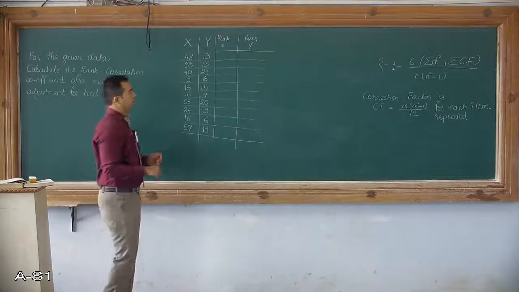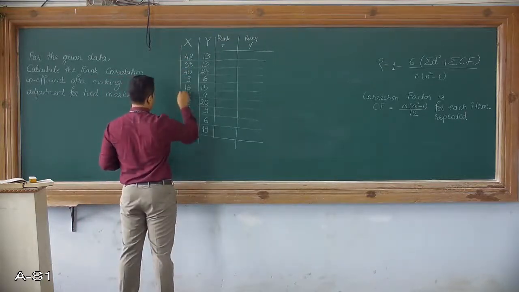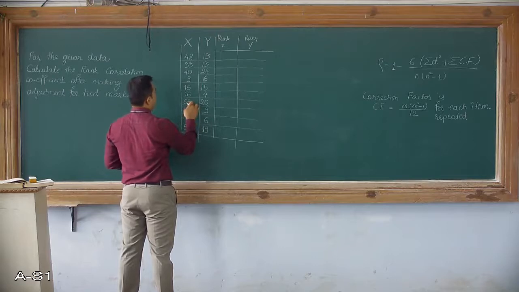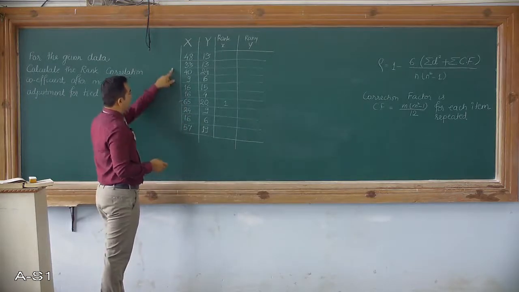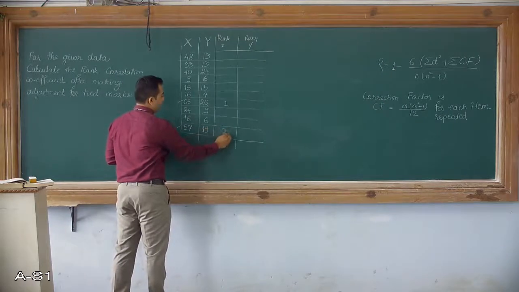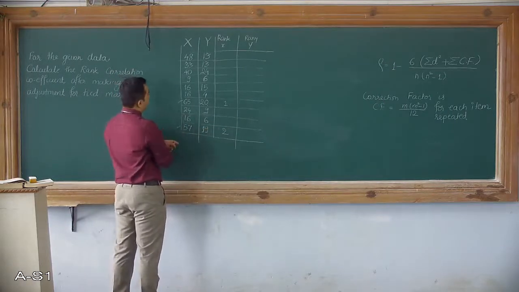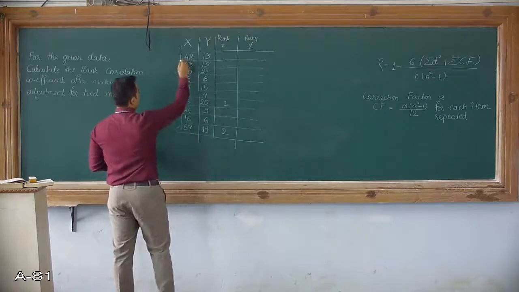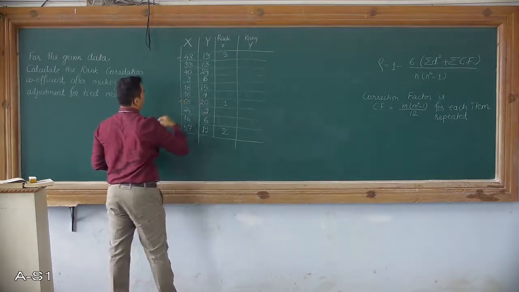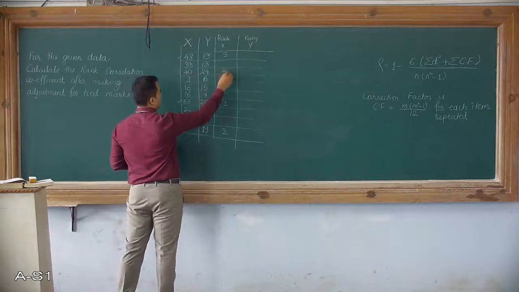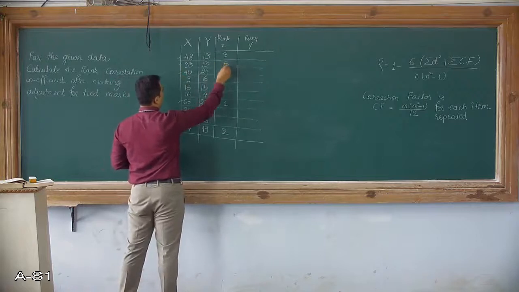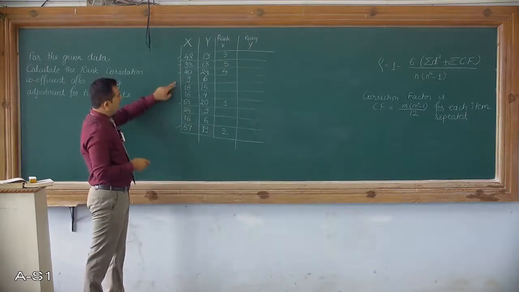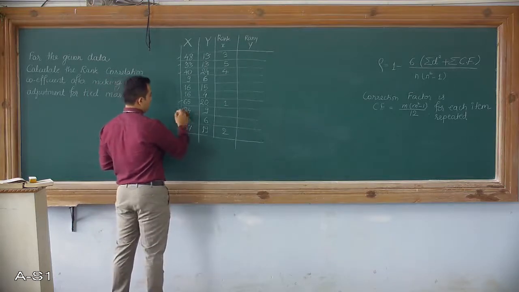Okay, so these two columns I have added. Now in this x-axis, 65 is the maximum. So I will have rank 1 for 65. Then the second one would be 57. Then third would be 48. Fourth would be 40. Then rank 5 I need to give to 33. Then rank 6 I need to give to 24.